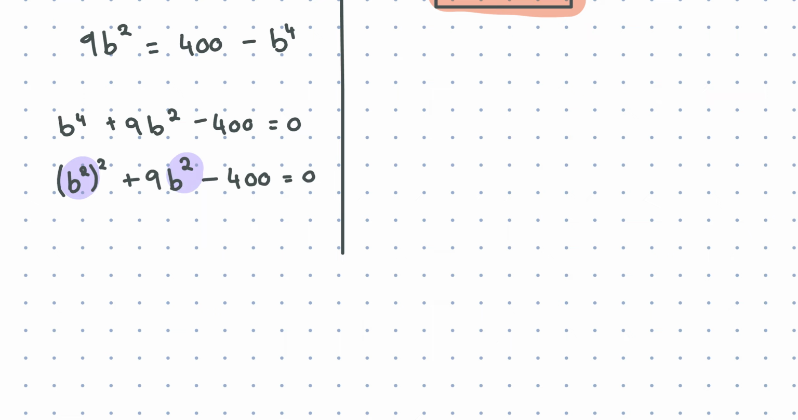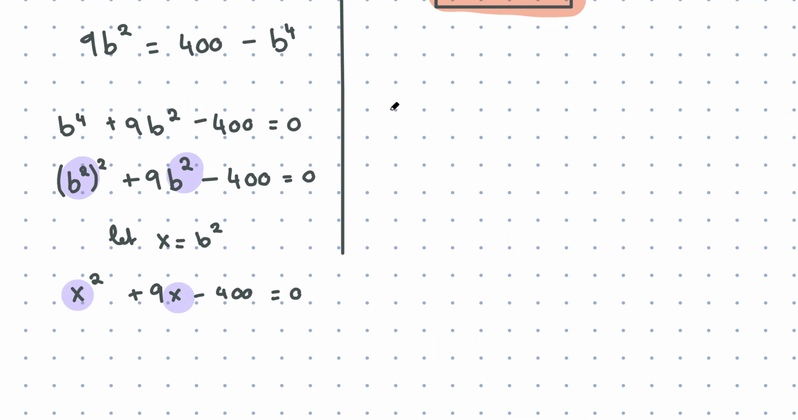So what I'm going to do now, just to make life easier, I'm going to say let x temporarily be equal to b squared. And I can now write this as x squared, so take out the b squared, replace it with x squared plus 9x minus 400 is equal to 0. And then I have that.